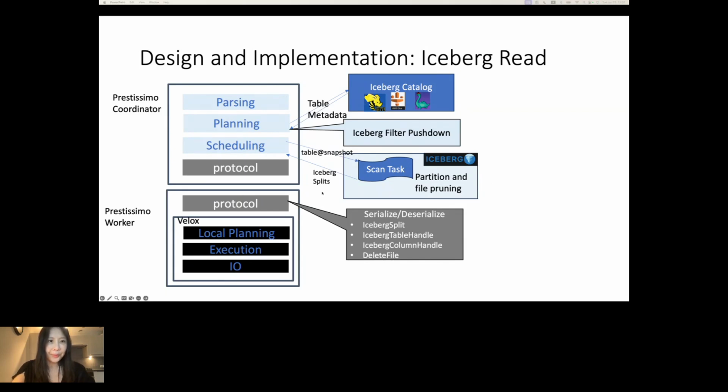Basically the Iceberg splits will be serialized and deserialized by the Presto protocol. This protocol is for the Java coordinator to talk with the worker, and the worker is running Velox as the execution engine. So this split will be translated and deserialized at the worker, and then Velox will additionally process this split.